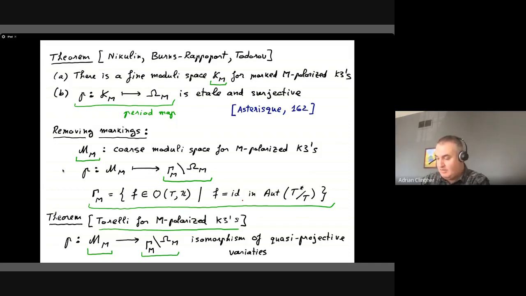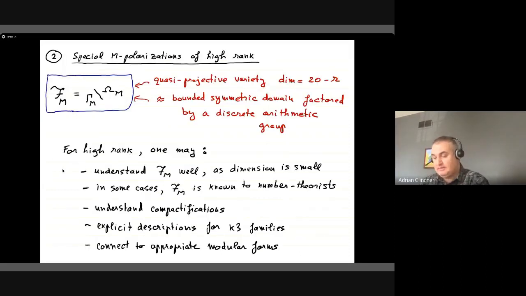I apologize if I just bored you with this. But I wanted to make this introduction to set up what I want to talk about. So in this talk, I'm going to consider special M polarizations. So I'm going to choose some special lattices of high Picard rank for M. And we're going to try to classify such families, to see what their properties are, and also to understand their moduli space in terms of periods.